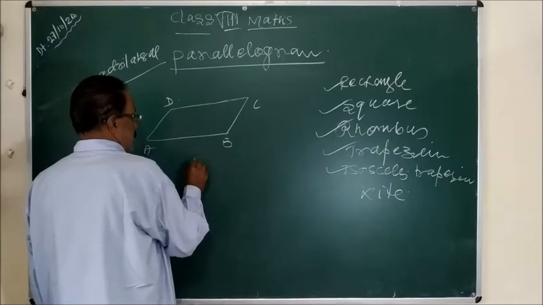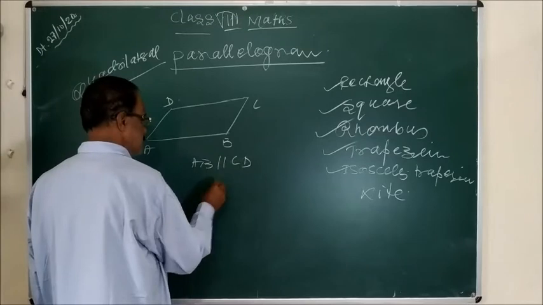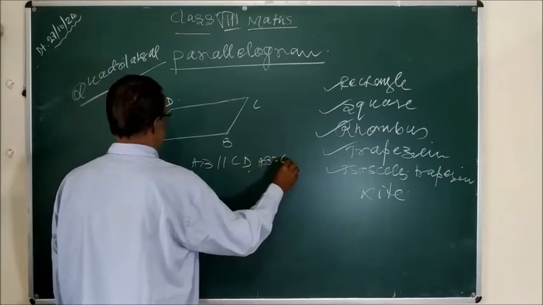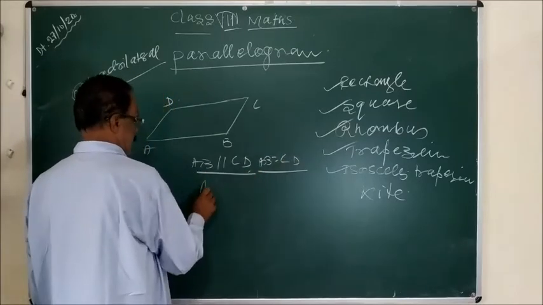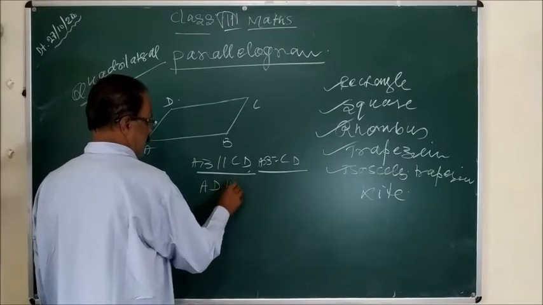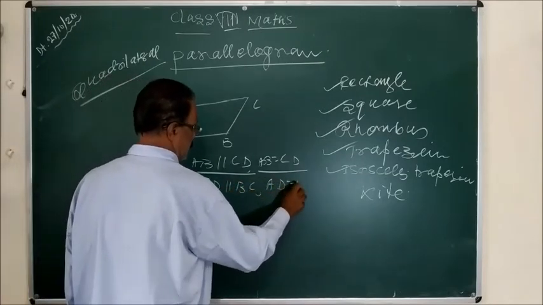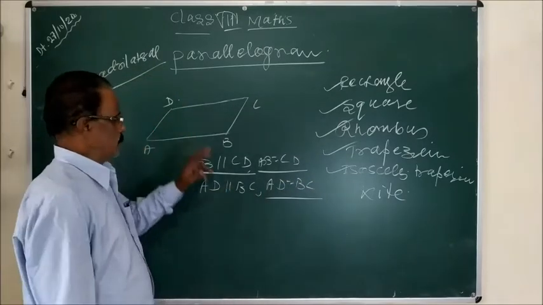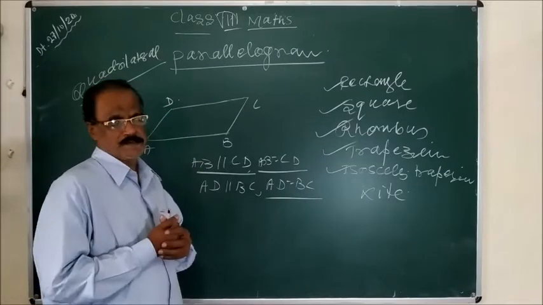So AB parallel CD, and AB is equal to CD. It will be equal as well as parallel. And second is AD parallel BC, and automatically AD will be equal to BC. So this is a parallelogram.